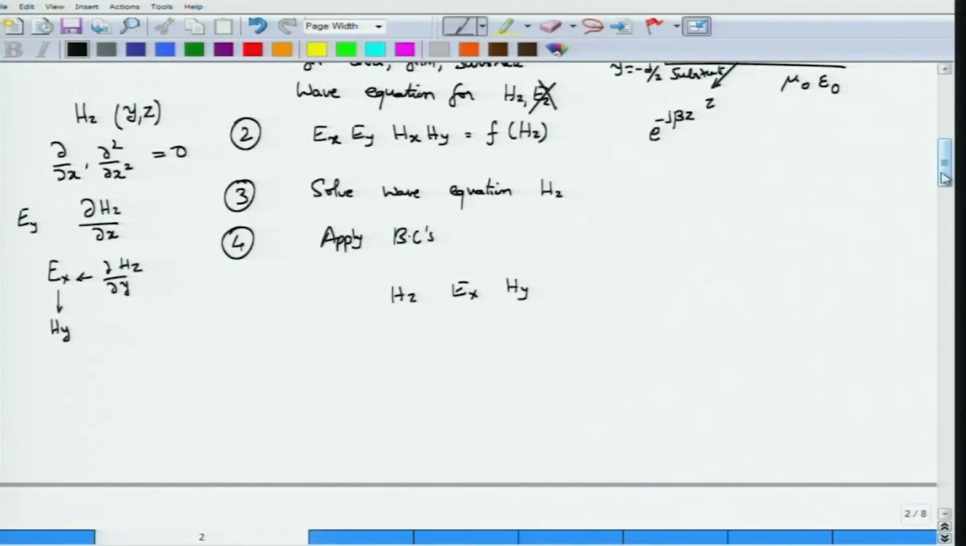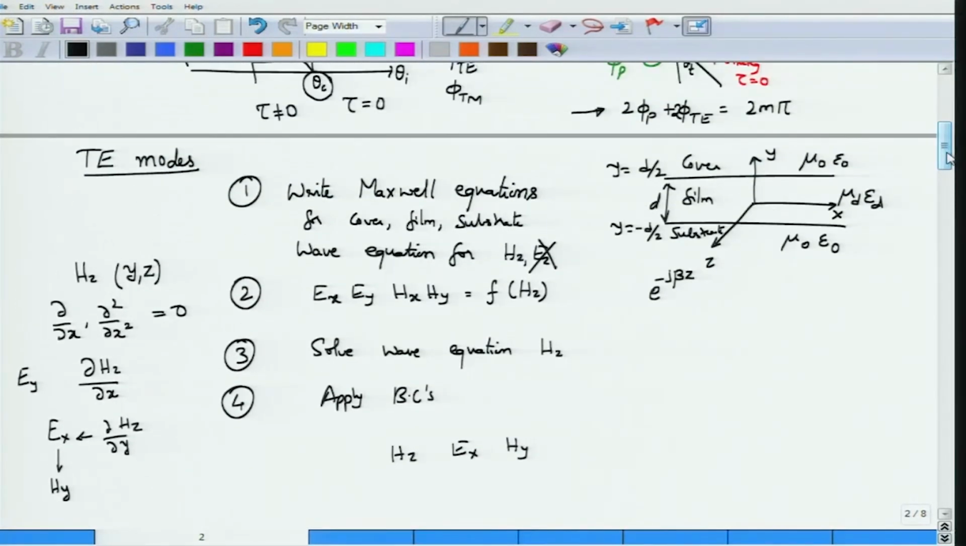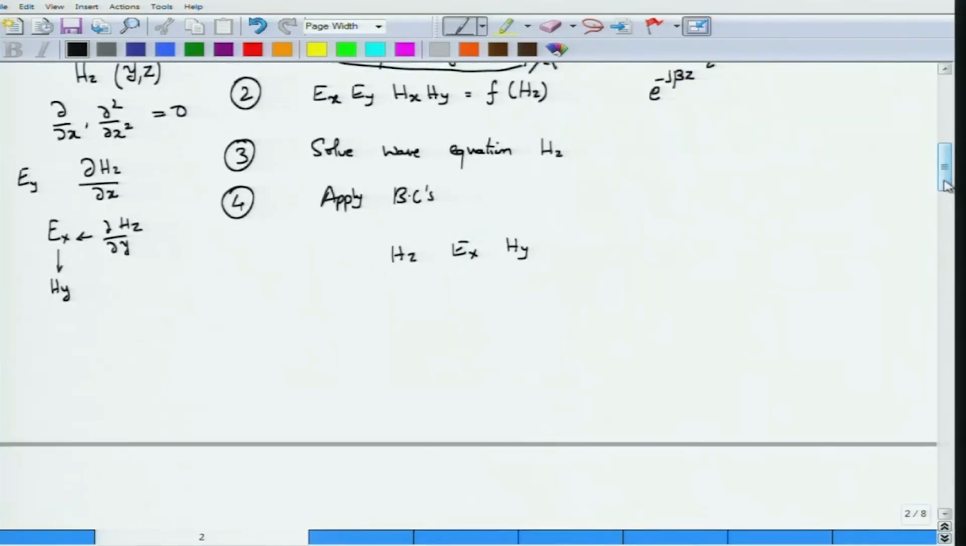Our strategy seems to be alright, everything seems to be fine. We just need to start with the wave equation for Hz, but we already know the wave equation for Hz, right? What is the wave equation for Hz? I have del square Hz minus omega square mu d epsilon d, where d stands for dielectric, times Hz must be equal to 0. This of course works only in the dielectric film region, or dielectric region in this particular case.